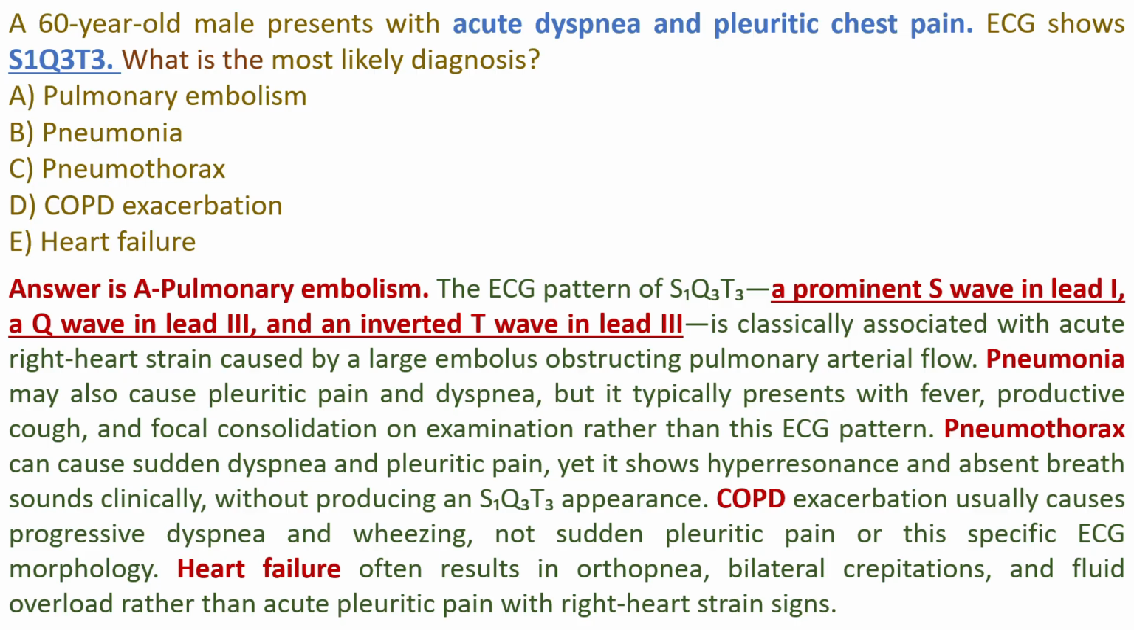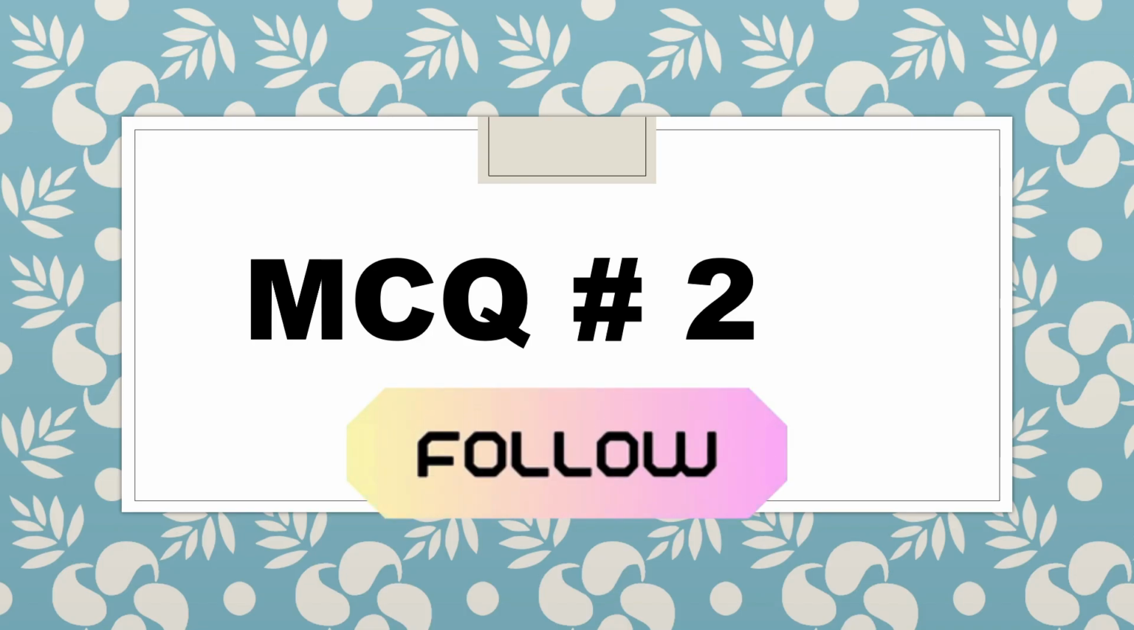Pneumothorax can cause sudden dyspnea and pleuritic pain, yet it shows hyperresonance and absent breath sounds clinically, without producing an S1, Q3, T3 appearance. COPD exacerbation usually causes progressive dyspnea and wheezing, not sudden pleuritic pain or this specific ECG morphology. Heart failure often results in orthopnea, bilateral crepitations, and fluid overload rather than acute pleuritic pain with right heart strain signs. Multiple choice question number 2.